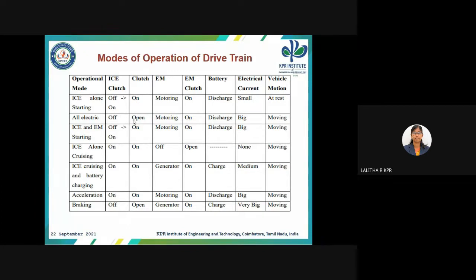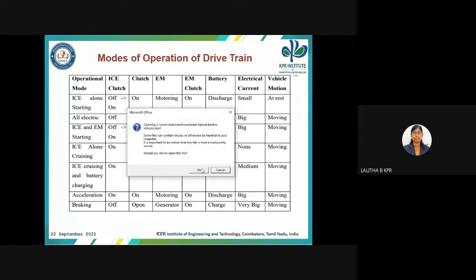The motor generates electric power and stores it in the battery. The last one is braking. In the braking condition, the motor also operates as a generator. It is regenerative braking: the braking kinetic energy is converted into electrical energy and stored in the battery. In the acceleration condition, the motor is in motoring state and the battery is discharged while the vehicle is in motion. In the braking condition, the motor operates as a generator and the battery is in charging condition, while the vehicle is still moving. Here we will explain the hybrid electric vehicle representation in the video. Kindly see this video for the hybrid electric vehicle operation.